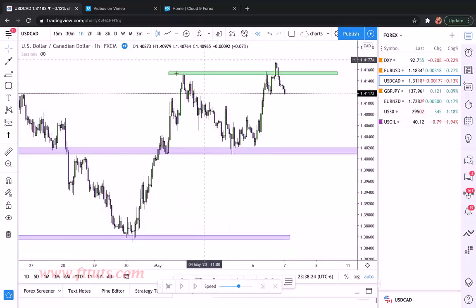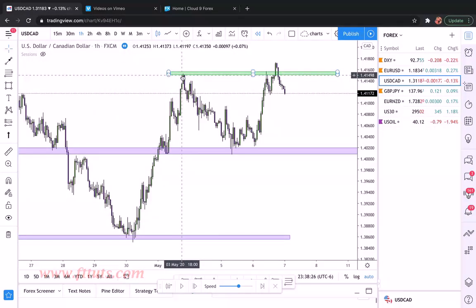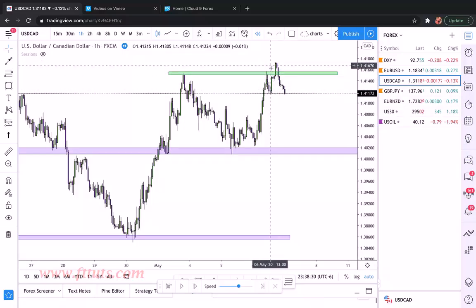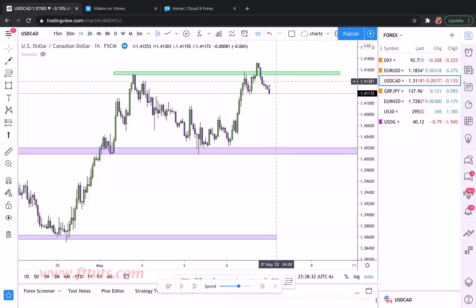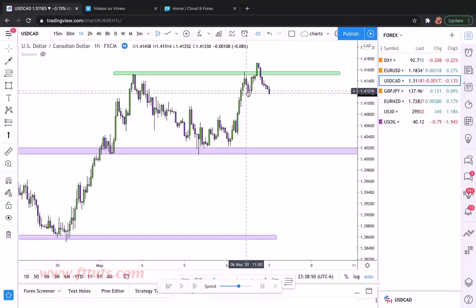Okay, so as you can see, we tested structure, tested it one more time, came up, but came up for a fake out. What that basically means is the market makers know where you're entering, where you're exiting, where you're putting your stop loss. So they can push the price to where your stop loss is at to stop you out and make more money. So that's why resistance and support zones are key.